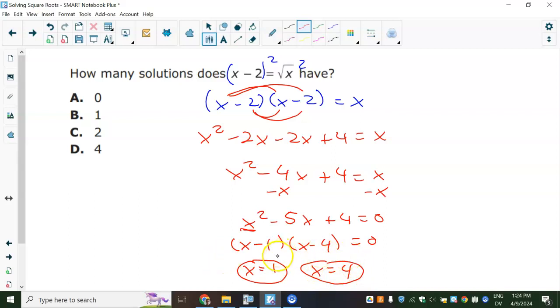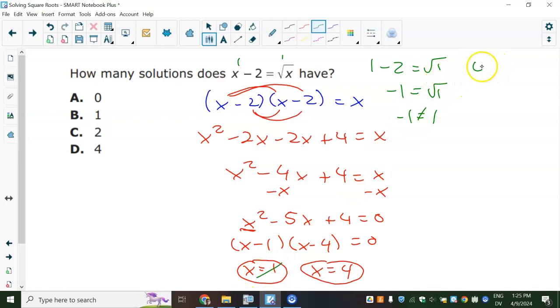Right? But then let's do the extraneous solution trick. So I'm going to go back here. I'm going to erase this to make it a little more clear. And let's check the 1. So if x is 1, we'd have 1 minus 2. Does that equal the square root of 1? Negative 1 does not equal the square root of 1. Negative 1 is not equal to 1. So this one doesn't work.